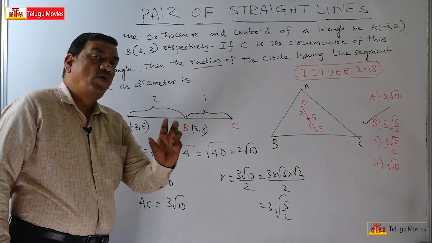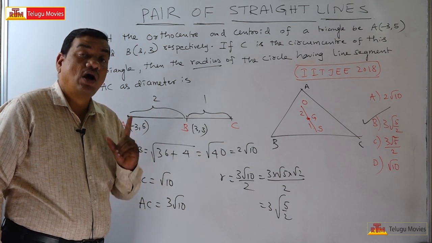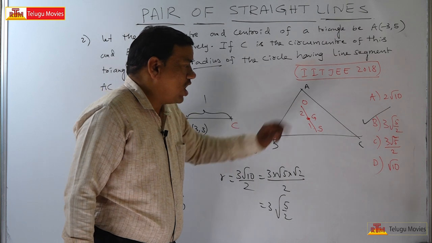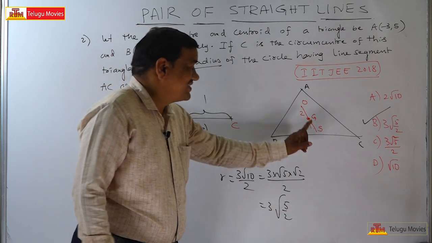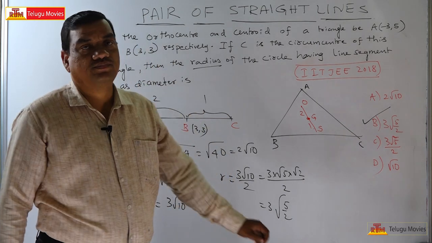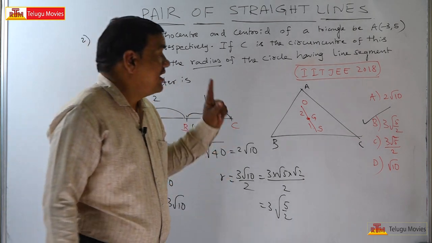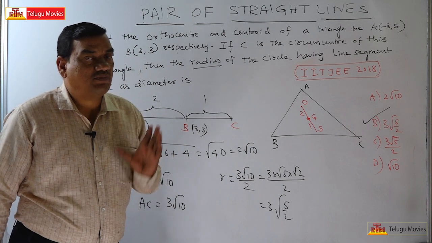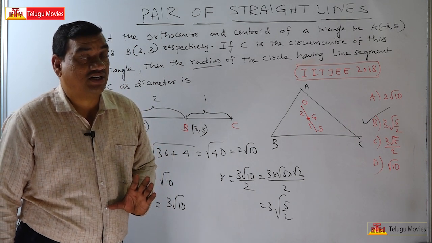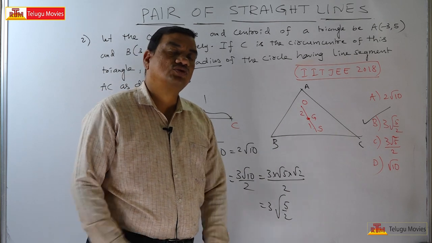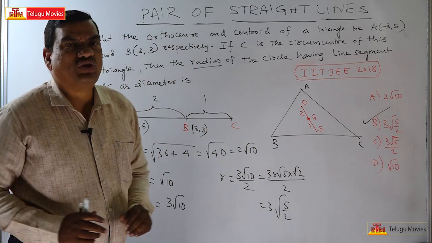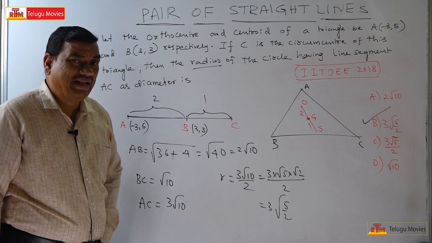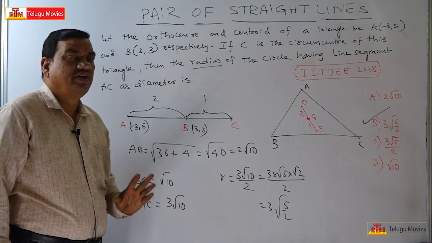To do this problem, the fundamental concept you have to know is, in any general triangle, the orthocenter, centroid, and circumcenter are collinear. They lie on the same line. And the second point that you have to know is the centroid divides O and S, that means orthocenter and circumcenter, in the ratio 2:1. So if you know that fundamental concept, the solution is a very, very easy one. If you don't know this concept, it is almost impossible to solve. It is very difficult to solve.